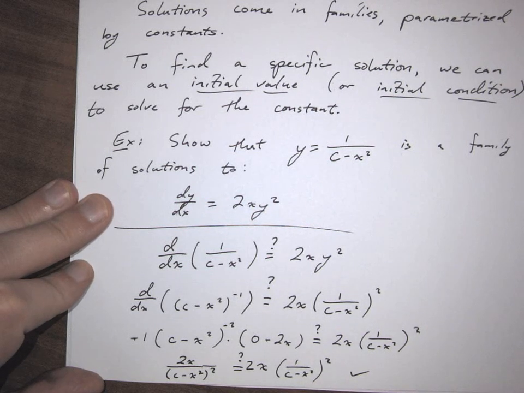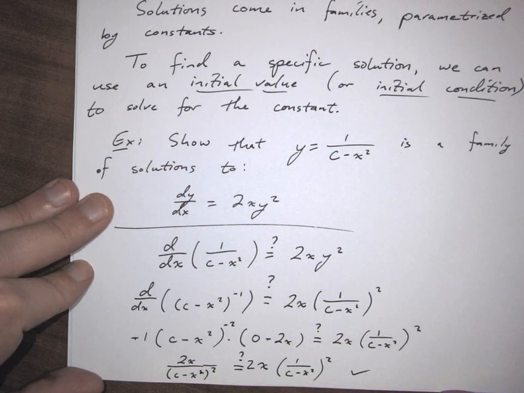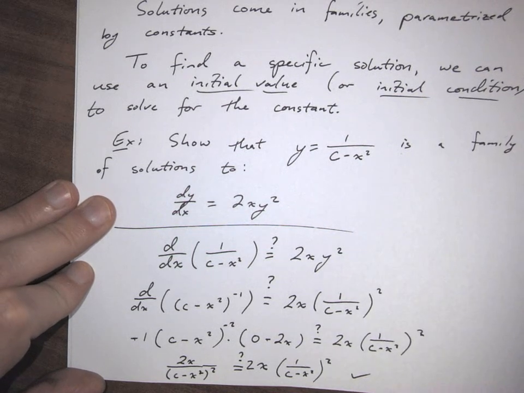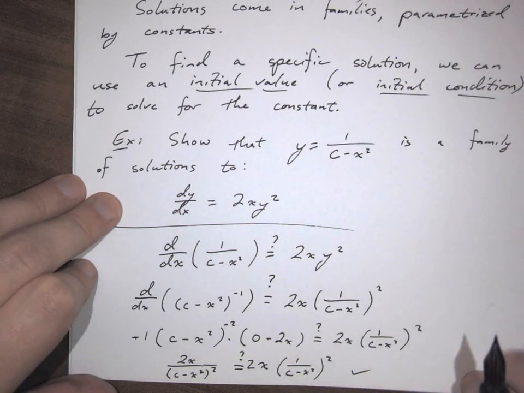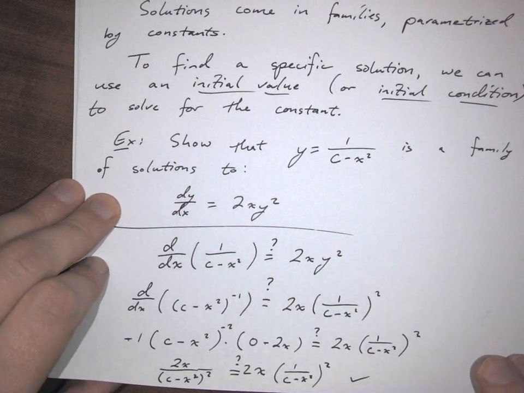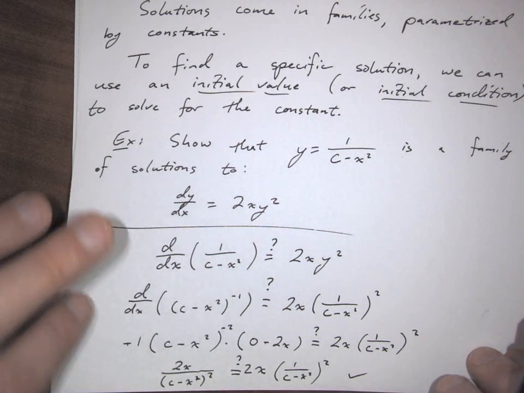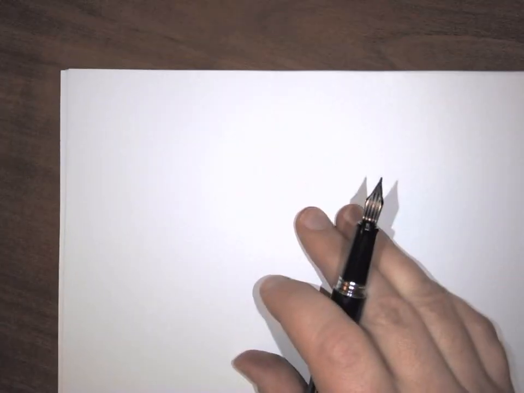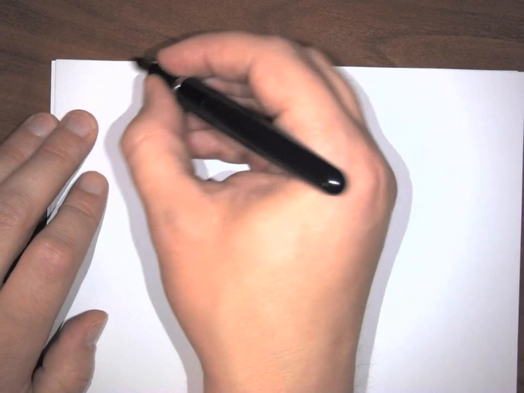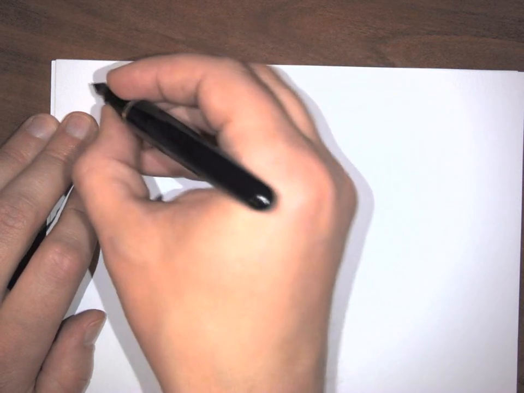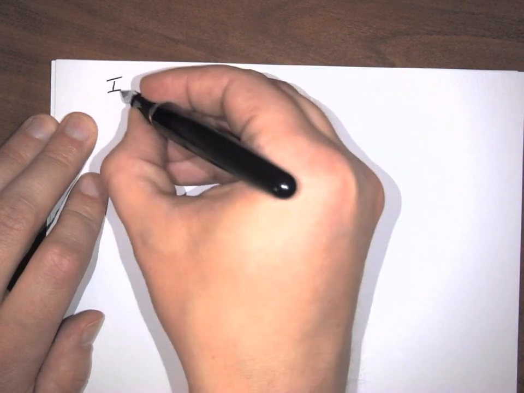And sure enough, that is true. So it is indeed a family of solutions to the given differential equation. However, suppose we wanted to boil it down more specifically and find the value of the c. So if we wanted to pin down the family to a specific member of the family, we would need an additional piece of information. And when we're given a differential equation as well as an additional piece of information, that's called an initial value problem.